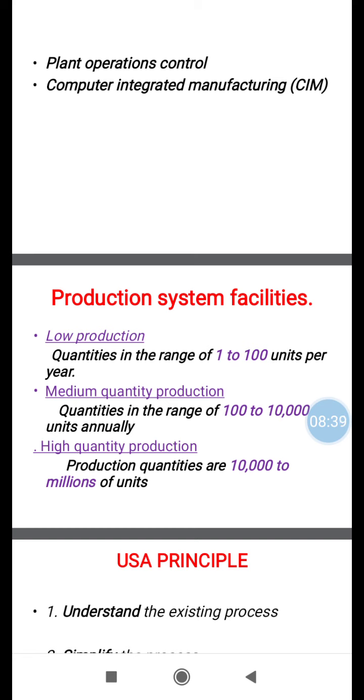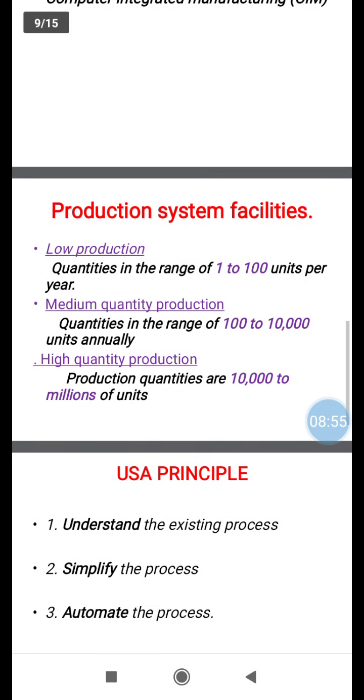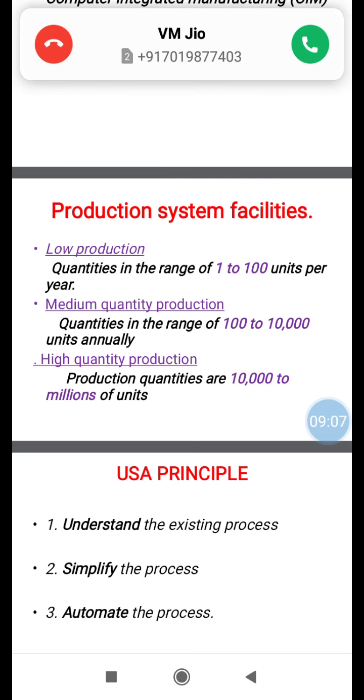Second one is the medium quantity production. Here the range of quantities changes, that is 100 to 10,000. It is a medium value, minimum 100, maximum 10,000. This type of production is the medium quantity production. Next one is the high quantity production. Here high quantity production means the production rate is very high, that is a minimum of 10,000 to millions of units per year. The number of products produced per year is more. In this we classify the different types.